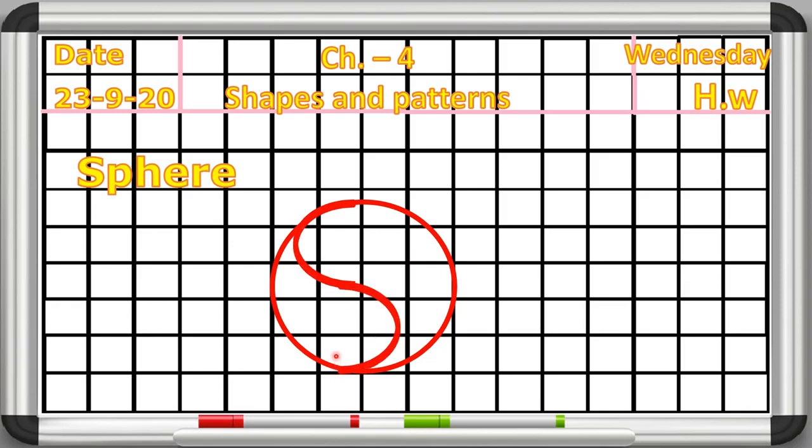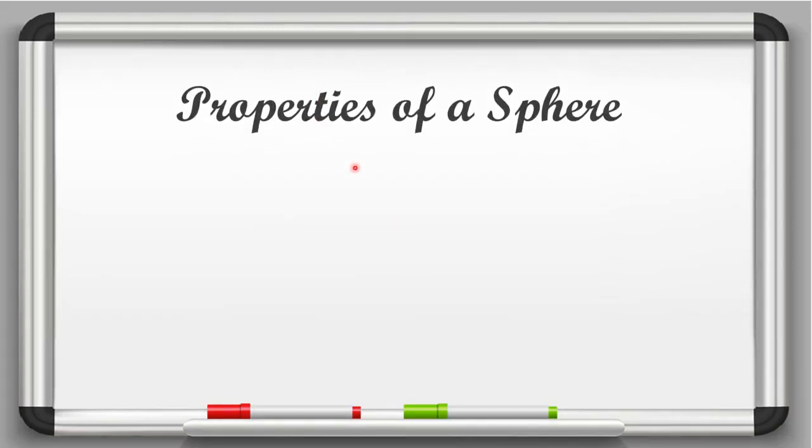Okay, in the middle we will make an S shape, otherwise it will look like a circle. Again, one S shape, yes, like this. So this is the sphere object. Now you can call it a ball also. So how many faces does this have? It has only one face, one curved face. Okay, it has one curved face. I'm going to tell you the properties of a sphere.